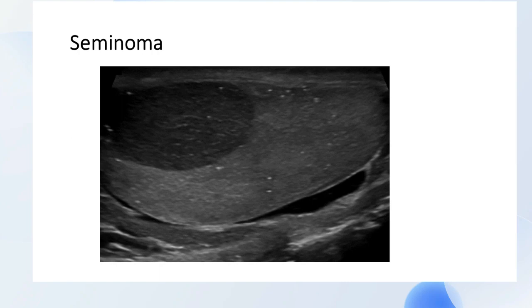So here is a classical example of a seminoma. You can see that is an isolated lesion there, and it's just affecting this portion or this segment of the testicle. The rest of the testicle is more intact besides the microcalcification that we are having there. So this is a typical example of a seminoma. It's not aggressive and it's more localized.